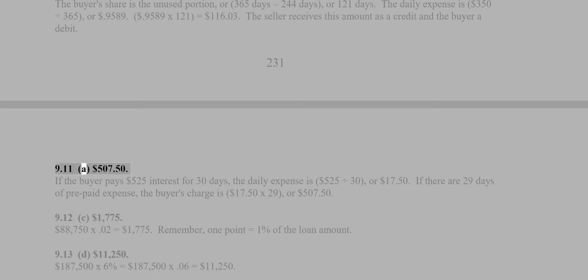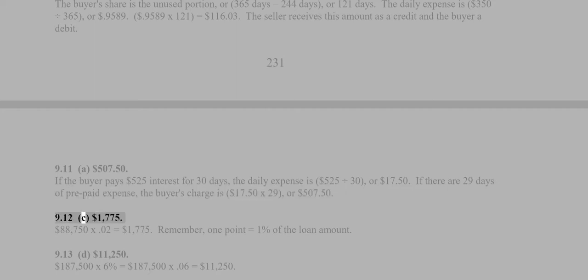9.11. A. $507.50. If the buyer pays $525 interest for 30 days, the daily expense is $525 divided by 30, or $17.50. If there are 29 days of prepaid expense, the buyer's charge is $17.50 x 29, or $507.50.